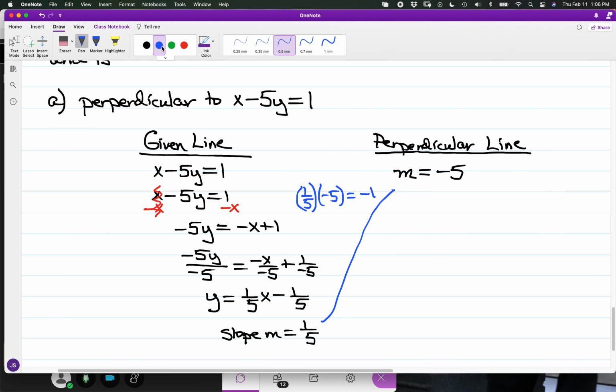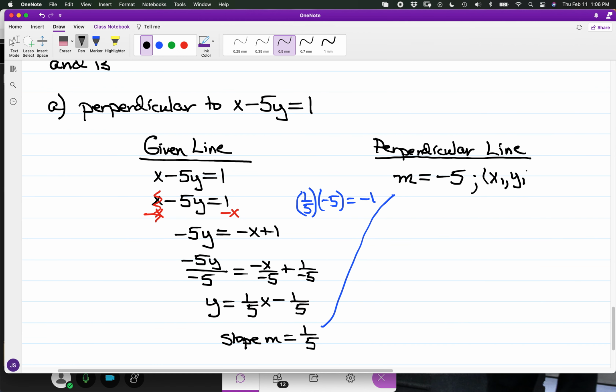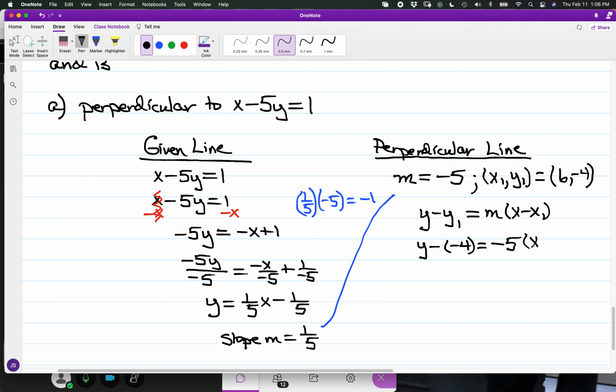And the point through which the line passes. Okay, so again we have that, so that was (6, -4). So we have, in the case of the point-slope setup, y minus -4 is equal to the slope m, which we have at -5, times the quantity of x minus 6.